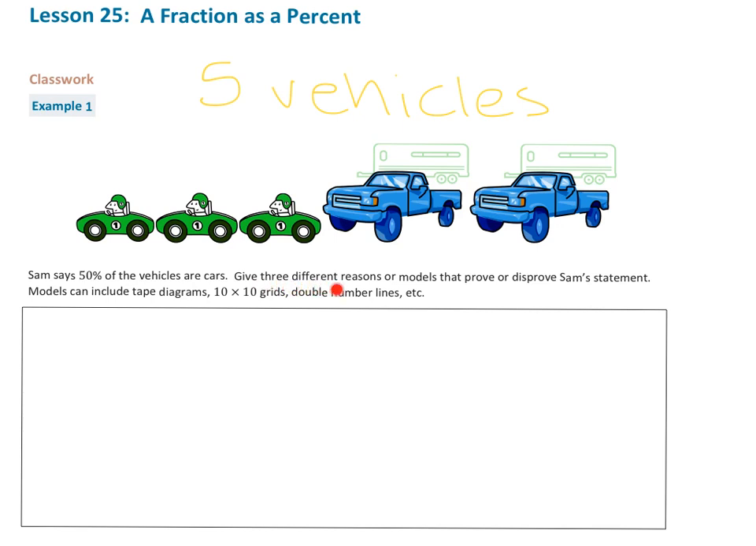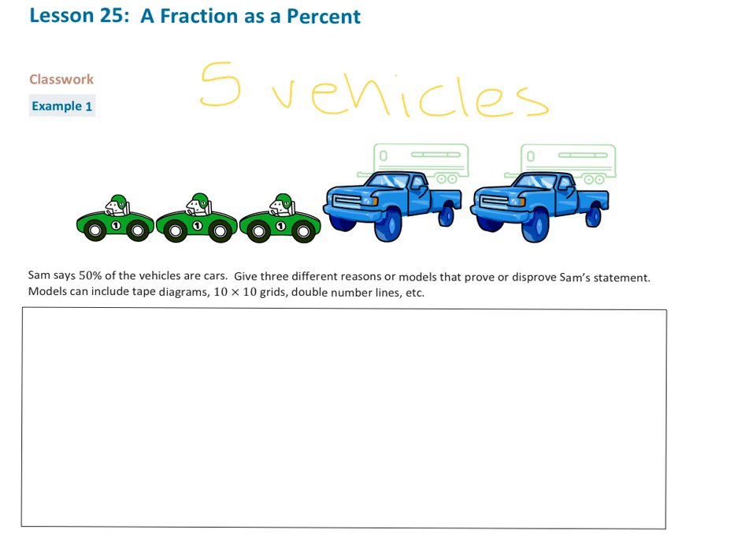And we want to give 3 different reasons or models that prove or disprove, let's say yes or no, to Sam's statement. And models can include tape diagrams, 10 by 10 grids, double number lines, etc. So what can we draw? We have quite a few options here.